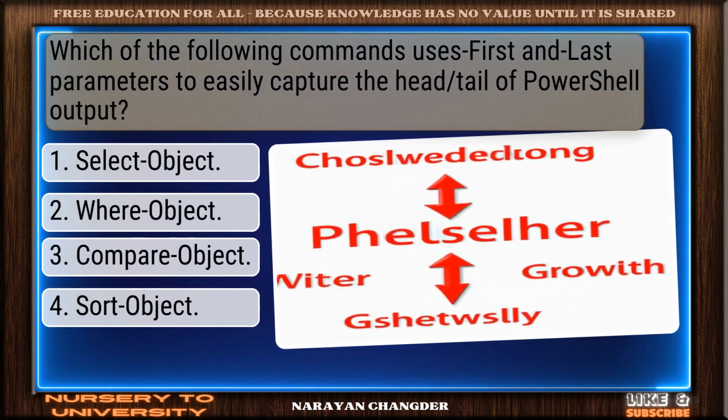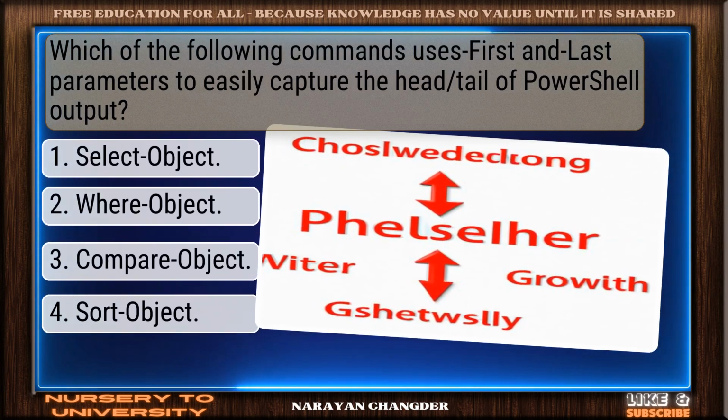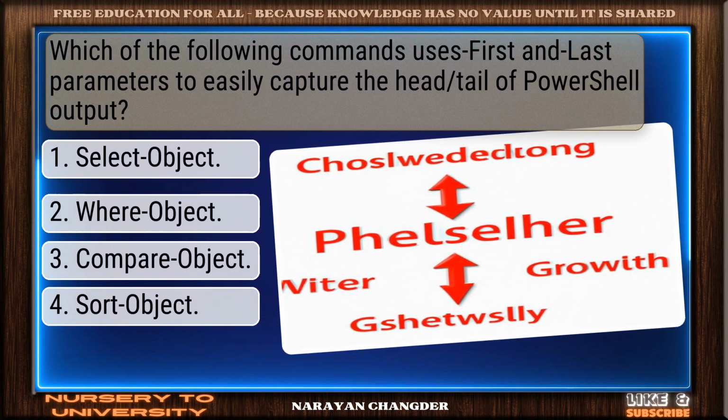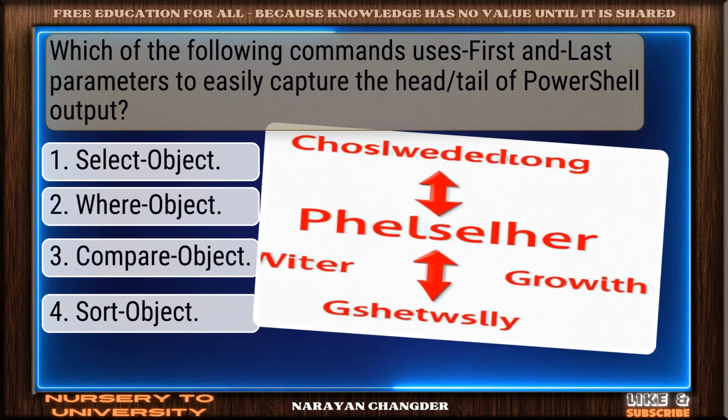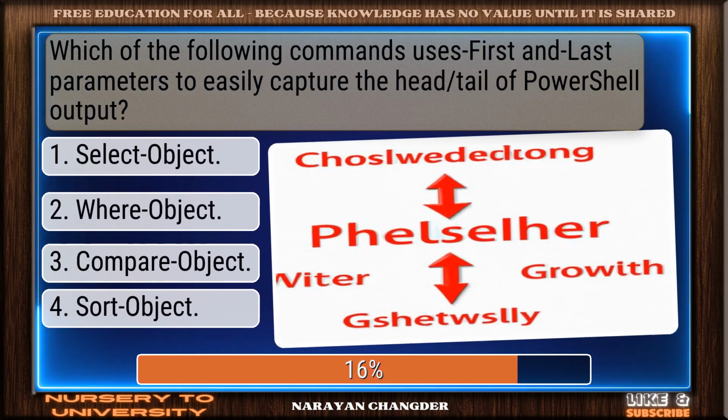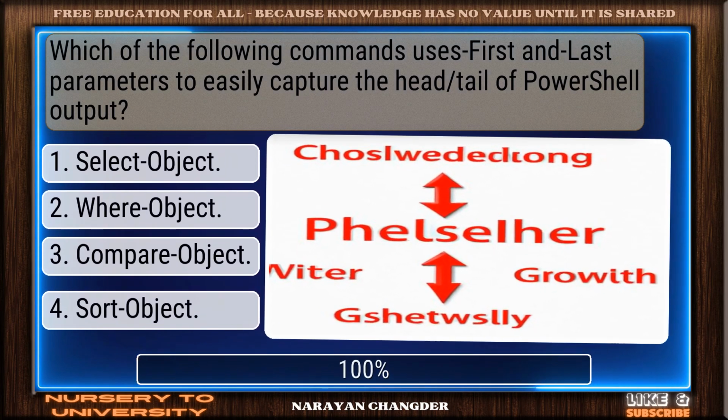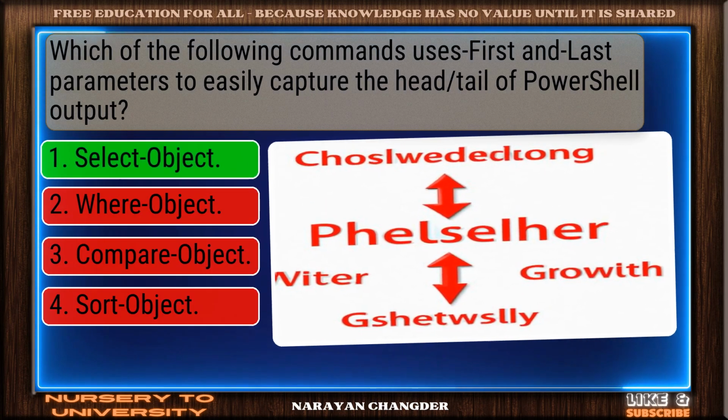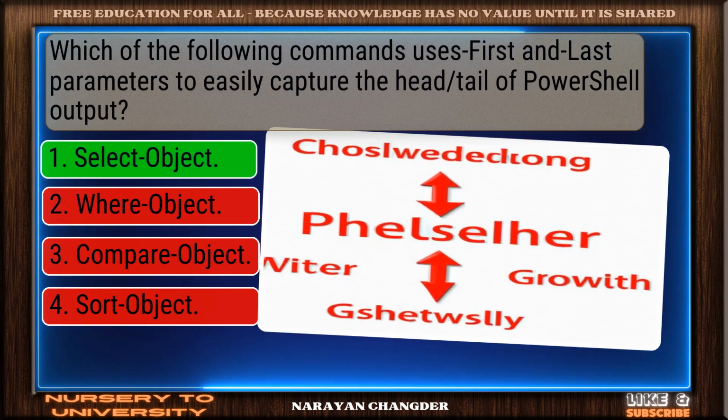Question number 3. Which of the following commands uses first and last parameters to easily capture the head-tail of PowerShell output? Great job. Select-Object is the accurate answer.